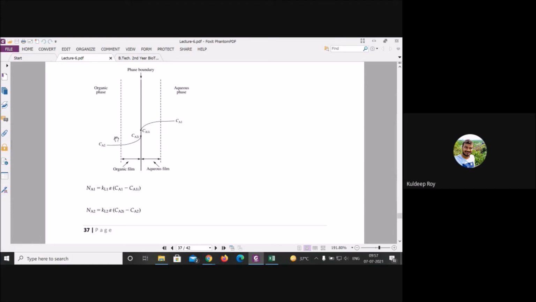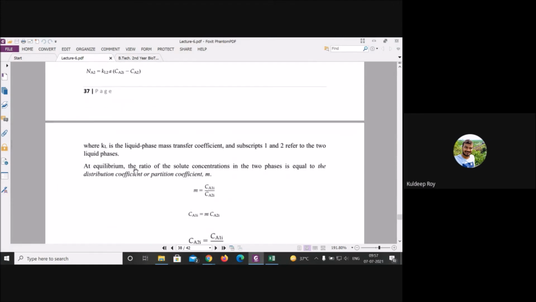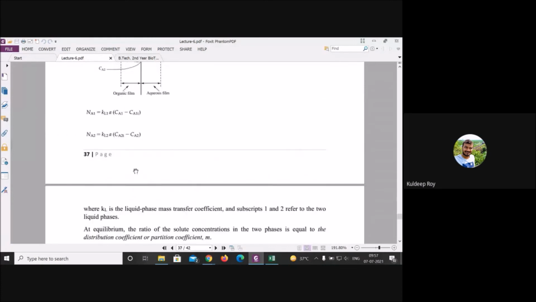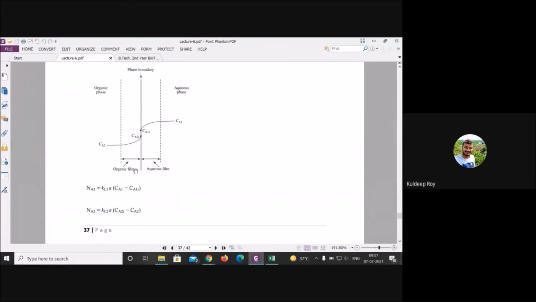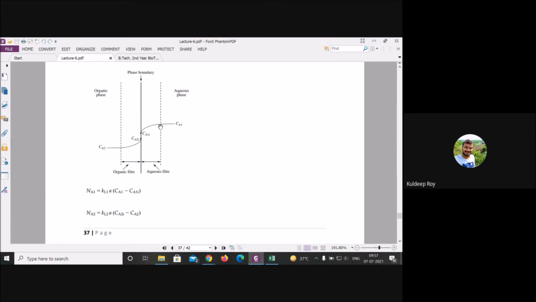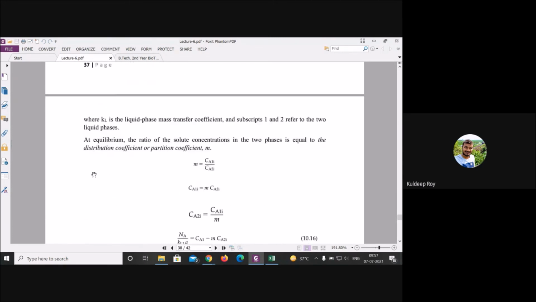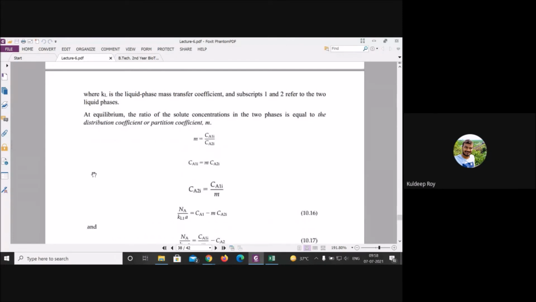Same thing you can write for this film also, but here you have to determine it in terms of the overall diffusion coefficient. Why is overall required? Because you are looking at the whole system. One equation, or one mass transfer coefficient, is not sufficient. Here the diffusion will take place across this particular region and this particular region, so you have to determine the overall. How will you determine the overall? Here there is one term called the distribution coefficient, or partition coefficient.